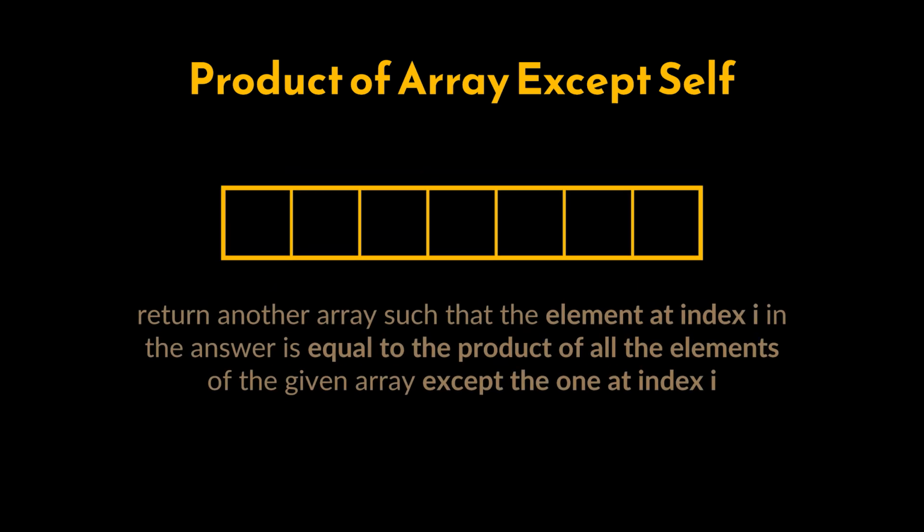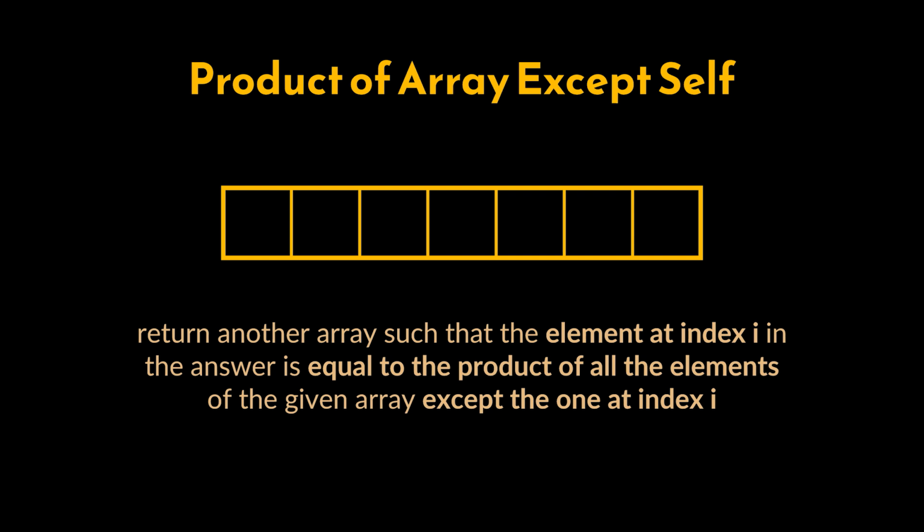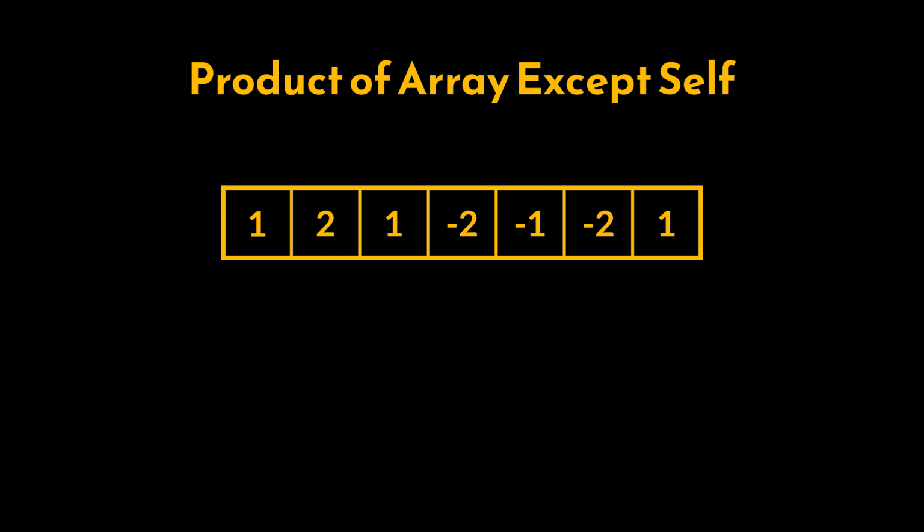In this video we are going to tackle a problem I was personally asked during one of my interviews, and it is the product of array except self problem. So given an integer array, this problem asks us to return an answer array such that the element at index i in the answer is equal to the product of all the elements of the given array except the one at index i. To visualize this problem, take this array as an example.